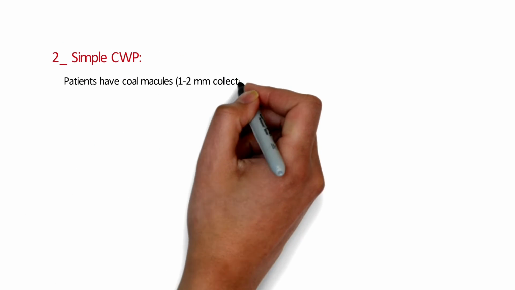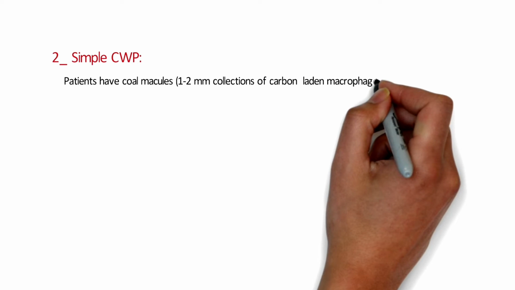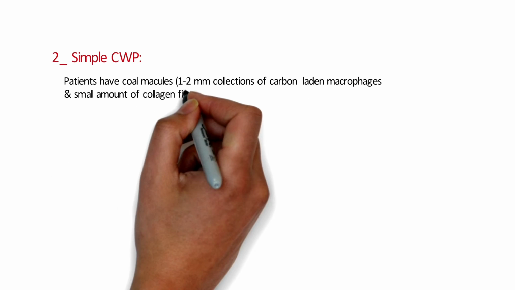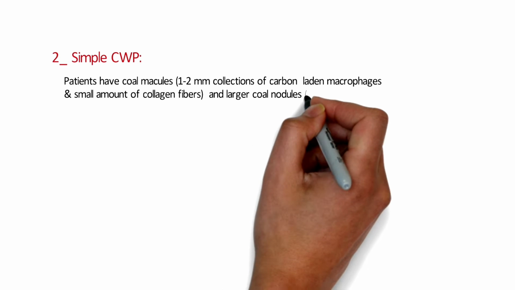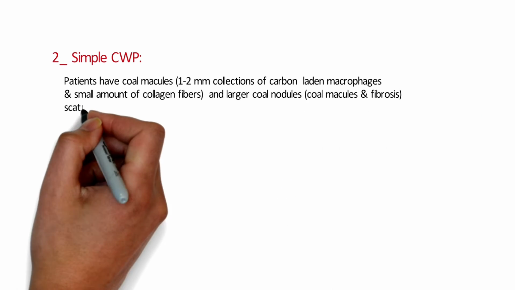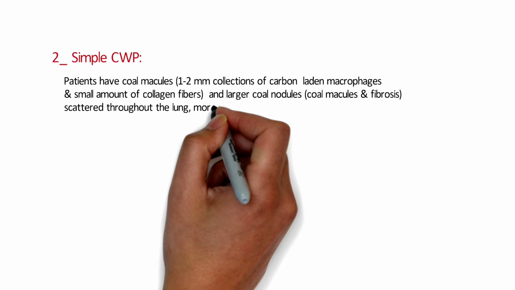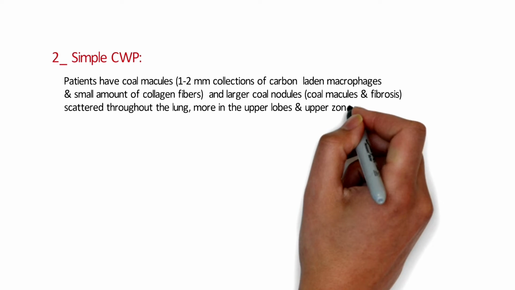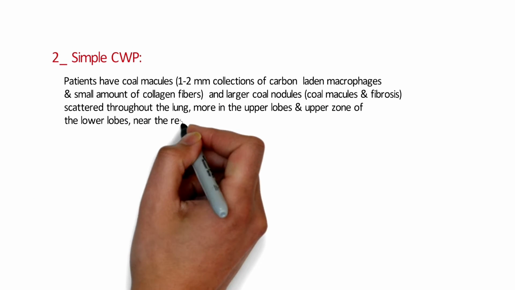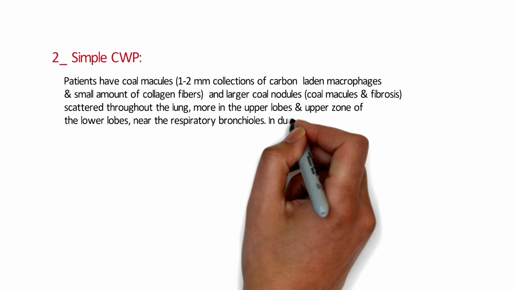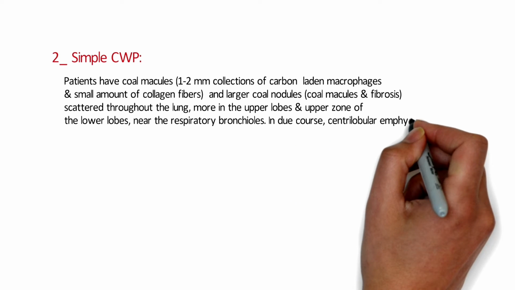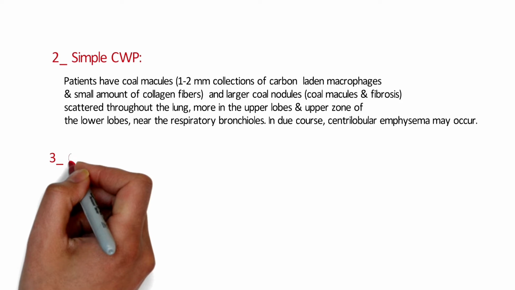Patients have coal macules, 1 to 2 millimeters, which are collections of carbon-laden macrophages with a small amount of collagen fibers, and larger coal nodules, coal macules, and fibrosis scattered throughout the lung, more in the upper lobes and upper zone of the lower lobes, near the respiratory bronchioles. In due course, centrilobular emphysema may occur.